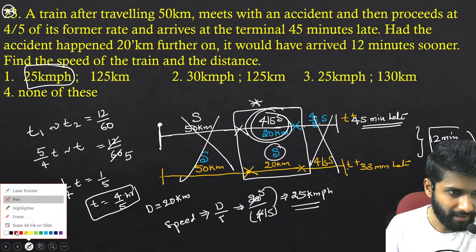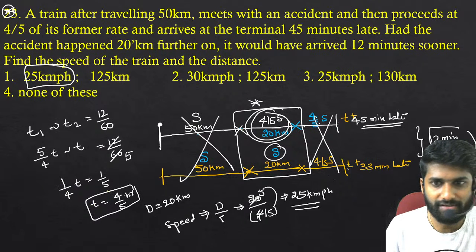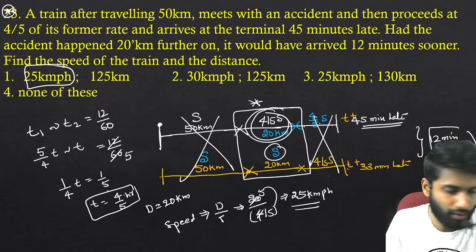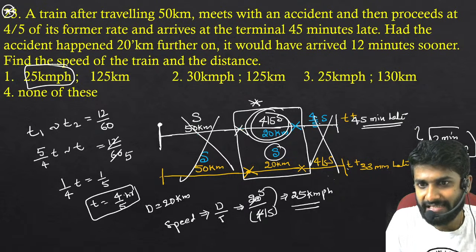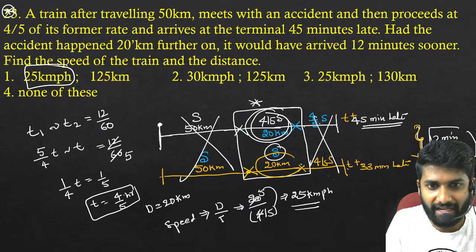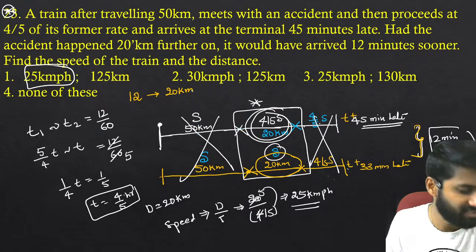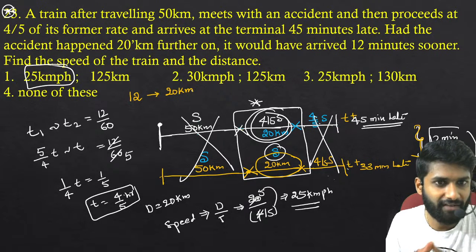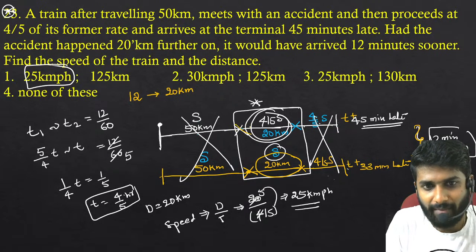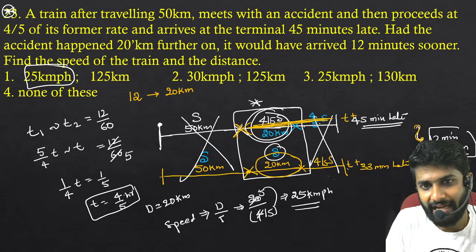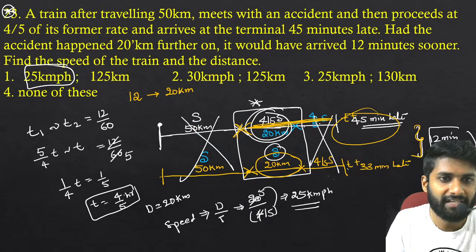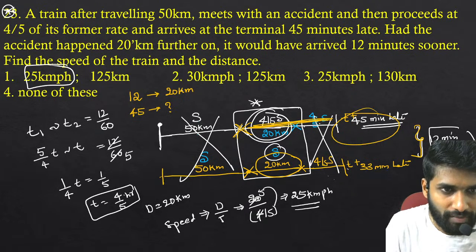Now, here is my question, the distance also. Now see that for the entire scenario, he saves 12 minutes because of these 20 kilometers. It means for 12 minutes, they cover 20 kilometers. We want a distance, no? For 12 minutes, they cover 20 kilometers. Here, after meeting with an accident, they are late by 45 minutes. For 12 minutes is equal to 20 kilometers, 45 minutes is equal to how much? Simple thing, just cross multiply them.